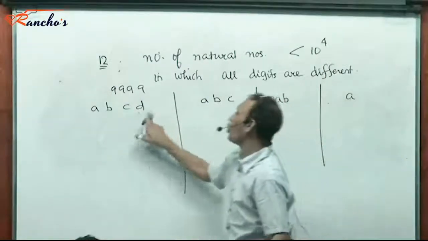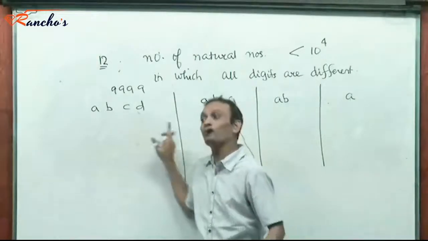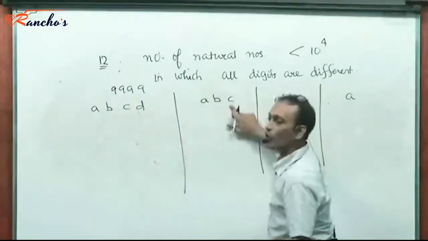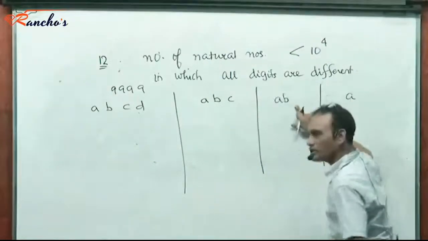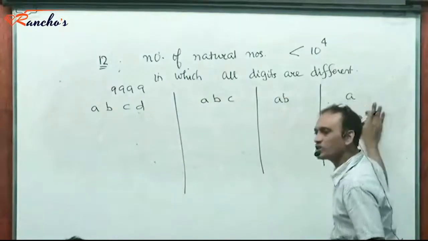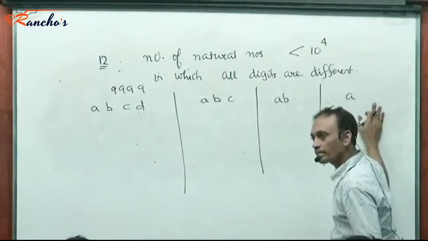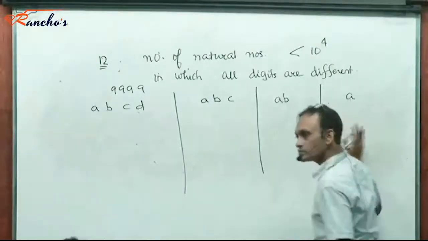So we want to find all 4-digit numbers in which A, B, C, D are different, plus all 3-digit numbers in which A, B, C are different, plus all 2-digit numbers in which A and B are different, plus 9 such numbers from here. Right? That's what we want to do. Single digit numbers. Right?